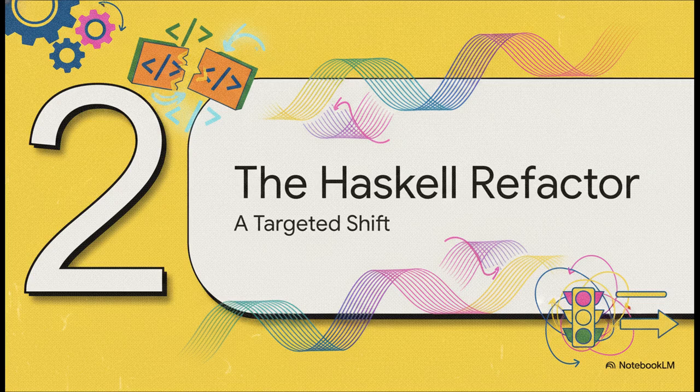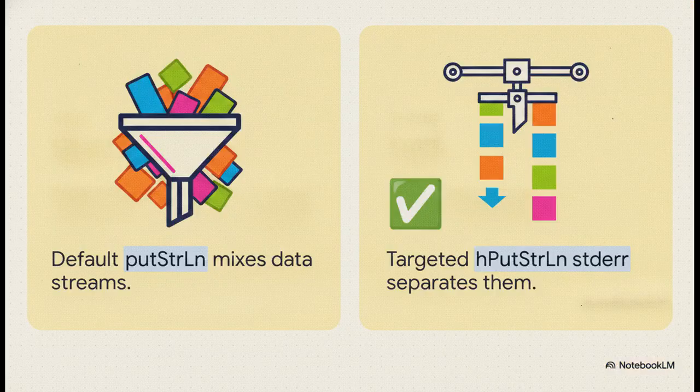Section 2, the Haskell refactor. And this brilliantly illustrates how we solve this exact problem in code. Now, what's really interesting about this slide is the incredibly simple solution it shows. On one side, you've got the default putStrLn function, which indiscriminately shoves literally everything right onto that main standard output highway. But then you look at the refactored version, hPutStrLn stderr. It elegantly separates them. It's this super clean transition from a basic printing function to a highly targeted one.